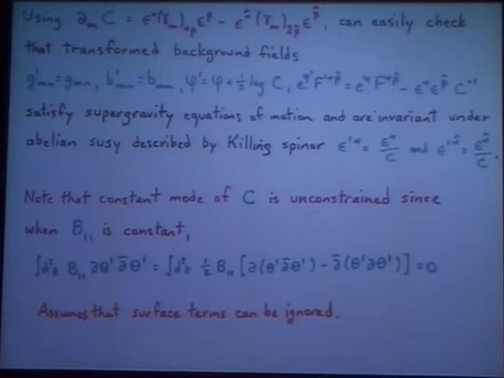Okay, now, as I mentioned already, the space-time derivative of C is related to this difference of epsilon gamma epsilon and epsilon hat gamma epsilon hat, but the constant mode of C is unconstrained. An easy way to see that it's unconstrained is if you set B11 to be constant and just look at this term in the sigma model action, then you can see that it can be written as a total derivative. Just by pulling some of the D's and D bars off, and then if B11 is constant, you can pull this to the other side. So assuming that surface terms can be ignored, the constant mode of C is unconstrained.